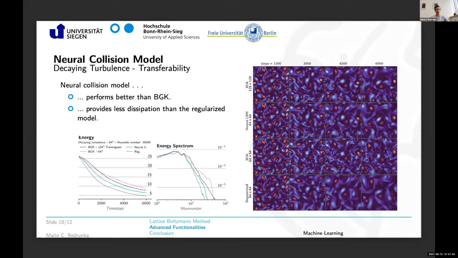So the BGK model was not able to handle the high Reynolds numbers and introduced unphysical small-scale oscillations. These numerical artifacts are visible in the energy spectrum, revealing a lot of unphysical energy accumulated at high wave numbers. And by contrast, the regularized collision model is more dissipative at larger wave numbers, resulting in a much faster energy and entropy decay. And in comparison to these baseline models, the machine learning enhanced simulation produced the best match with a reference simulation. And this example demonstrates generalization capabilities and the potential benefit of using collision models based on neural networks.